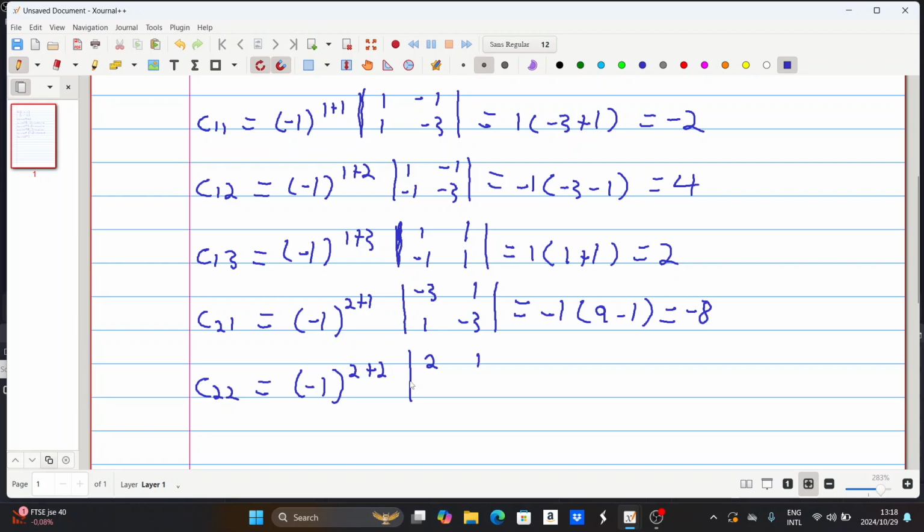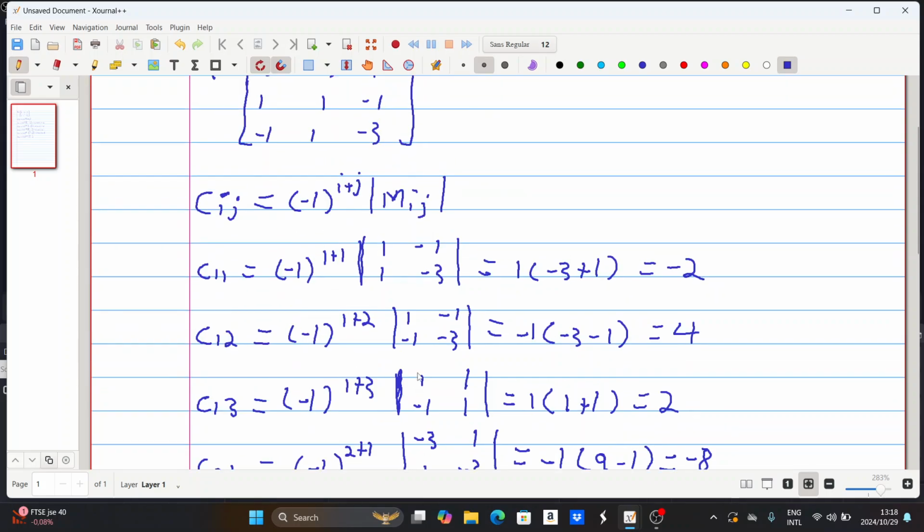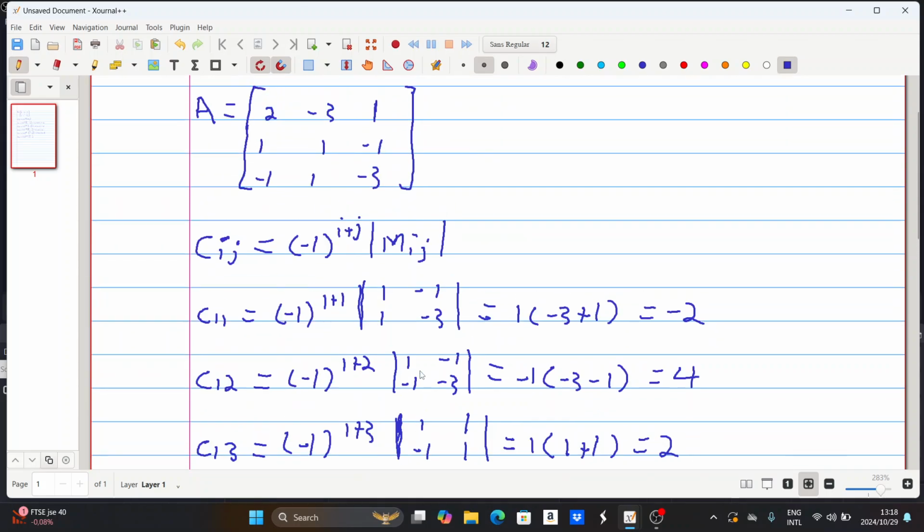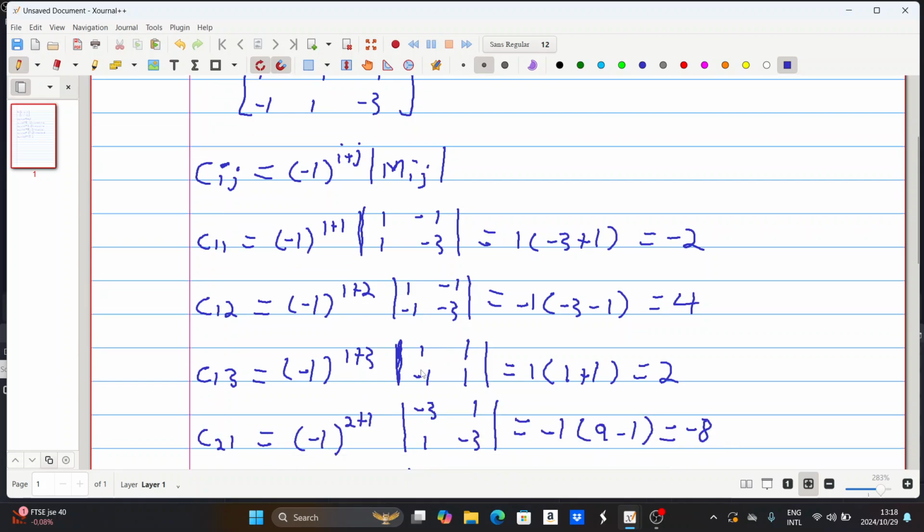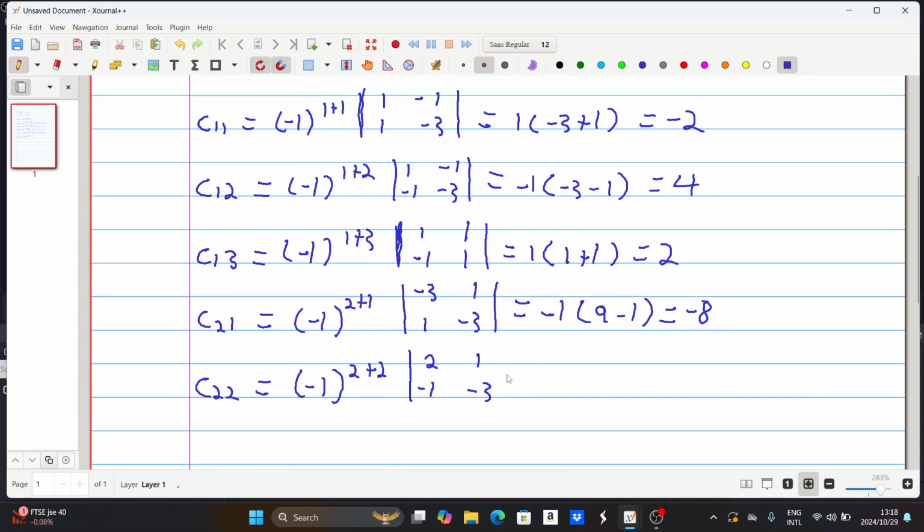2, 1, minus 1 and minus 3 is our minor. Then this is what we're going to do. 2 plus 2 is 4 times negative 1. That would give us positive 1. And then multiply by 3 times 2 is minus 6.